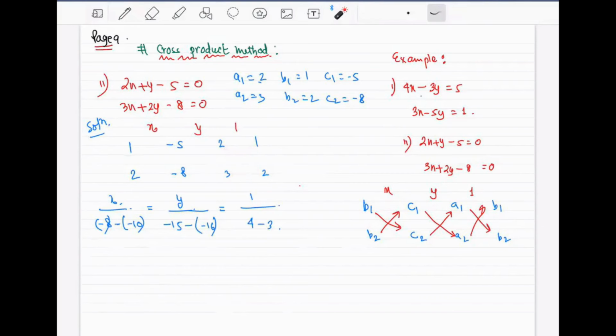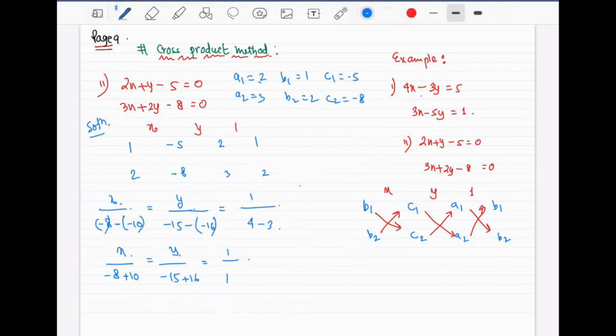Okay, now let's solve the denominator properly. X by minus 8, that is minus and minus will multiply. We are going to get plus 10. Y by minus 15, minus minus will be plus again, so we will get plus 16. 1 by 4 minus 3 is how much? 4 minus 3 is 1, right?